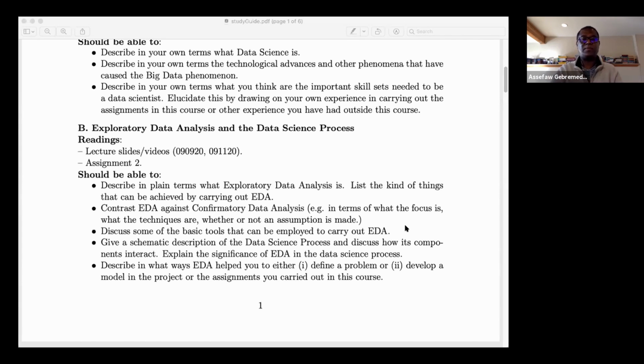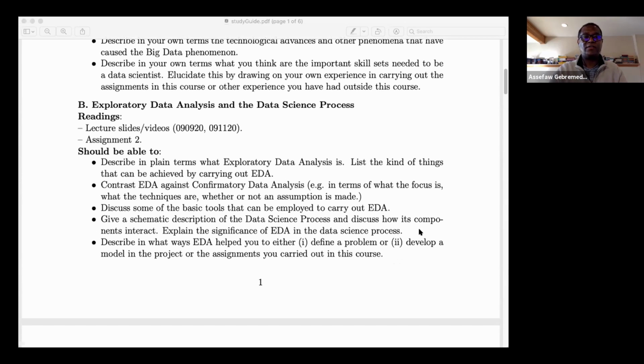Did it help you develop a model in the project or assignments you carry out in this course? That type of thing is what I expect you to know under topic B, exploratory data analysis in the data science process. And we did have some good discussions in class, and the materials we have had in terms of slides can almost be read on their own. There isn't any additional reading I'm recommending here other than the slides and the videos, for example.